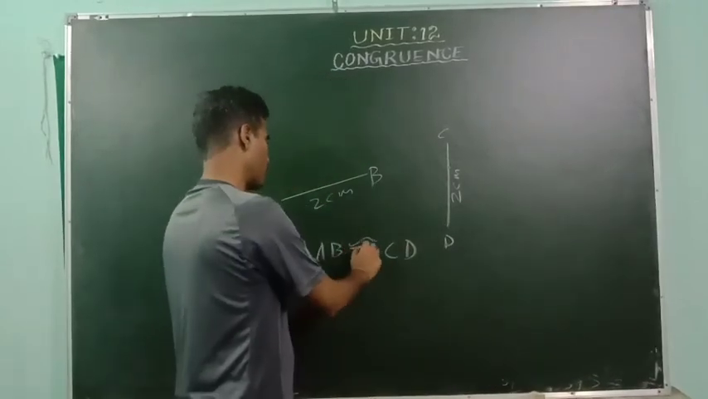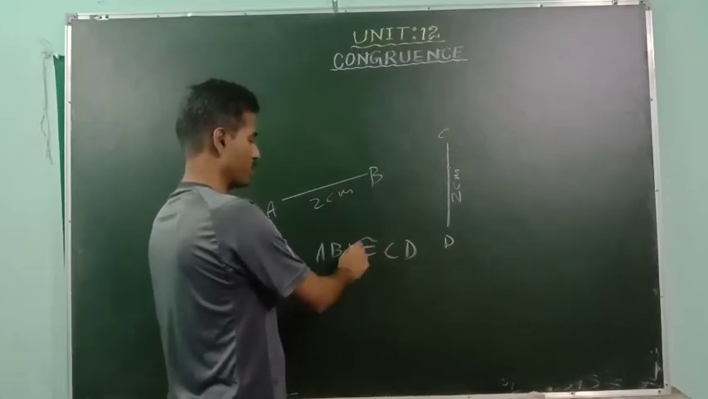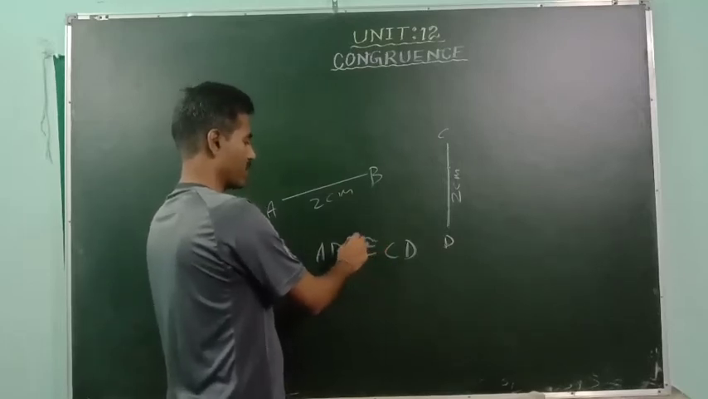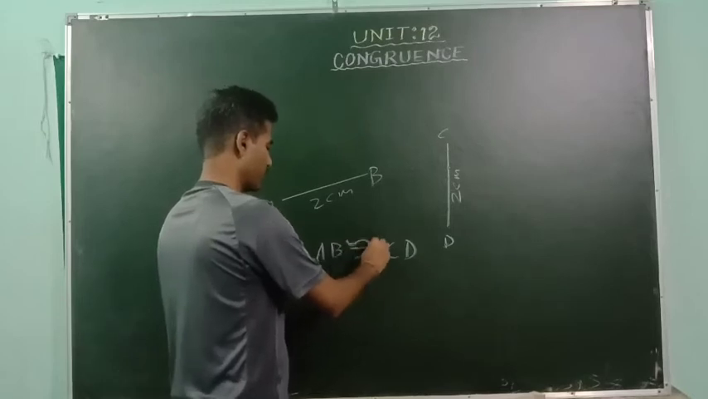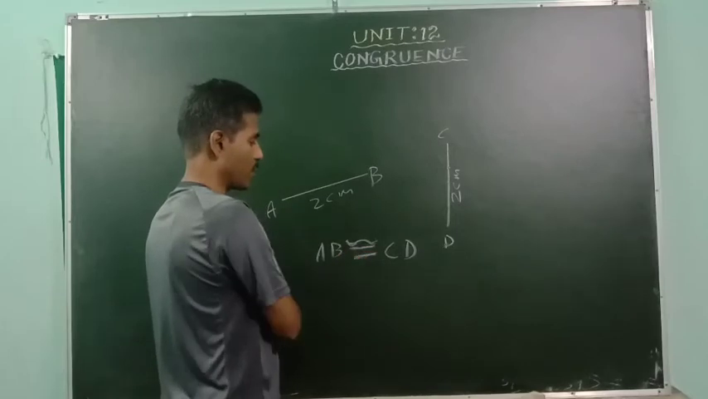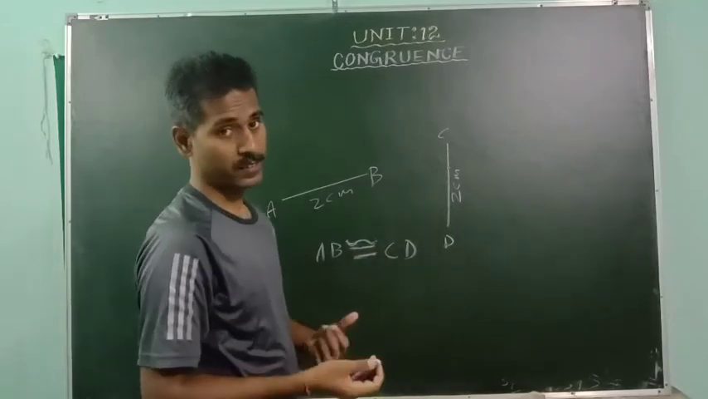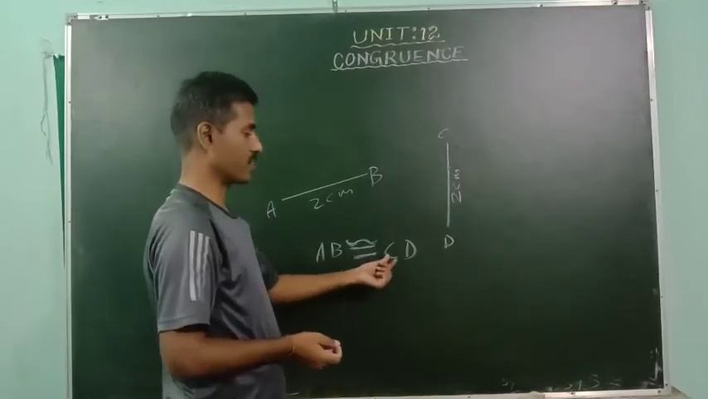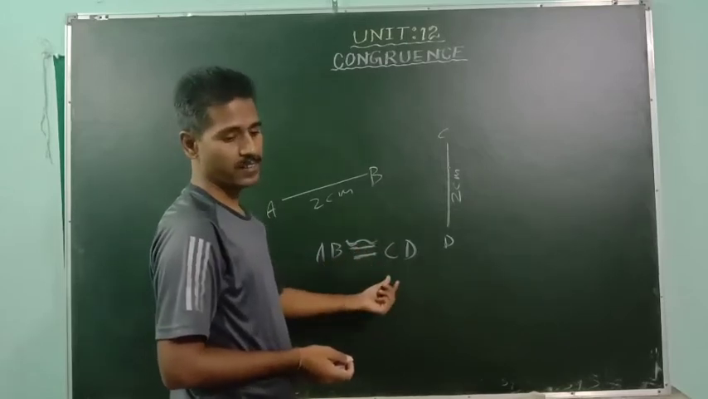To mean congruency, we use a special sign: an equal sign with a curvy line above it. This curvy line above the equal sign means congruency. So if you write AB, then this sign, then CD, it will mean that AB is congruent to CD.